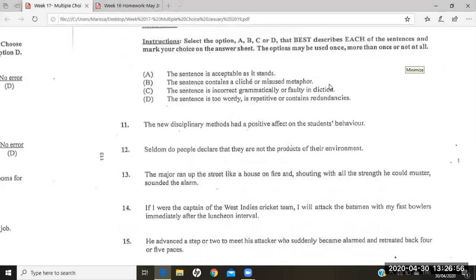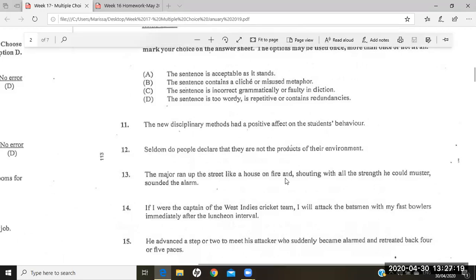Anyone else knows what's the issue with this sentence? The first part of the sentence is fine. This is a simile here. Shouting with all the strength he could muster sounded the alarm. Yes, the error is with that part of the sentence, but what exactly is the mistake? So, I say in shouting, what is wrong with shouting? Well, if anything is wrong with shouting at all.